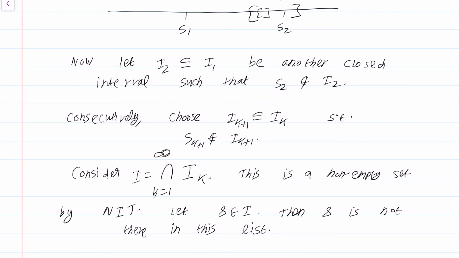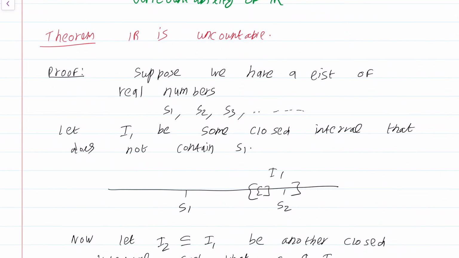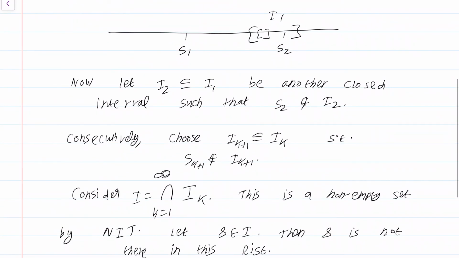So what we have done is we have started out with the list S1, S2, S3 of real numbers and have shown that there is some element that is not there in this list but is a real number. So this proves that there is no way to list out the real numbers, and if you recall our discussions on cardinality, listing out the elements is another equivalent condition for being countable. So that means R is uncountable.